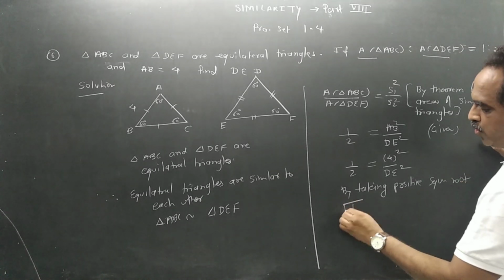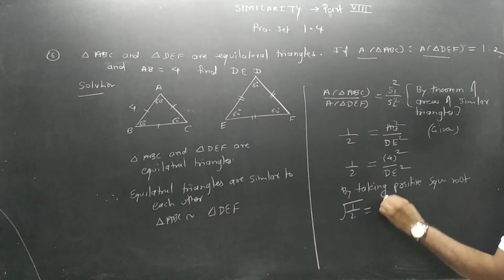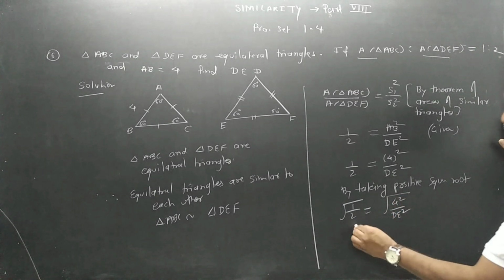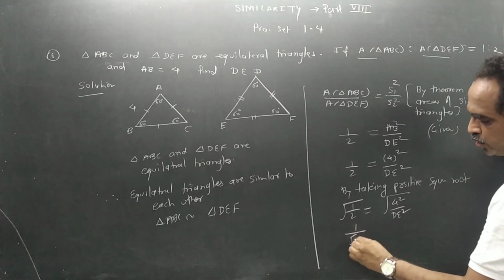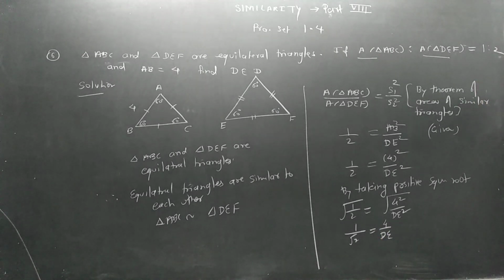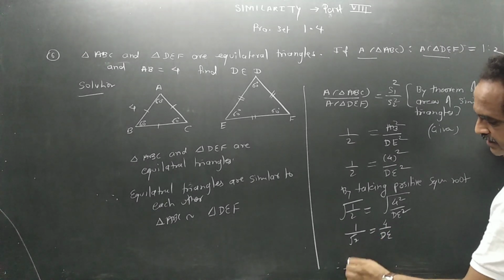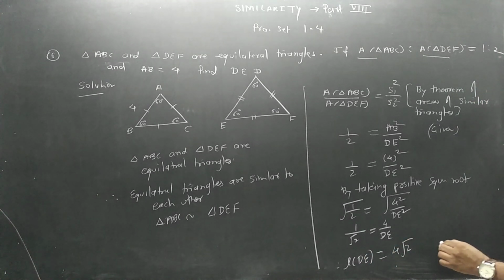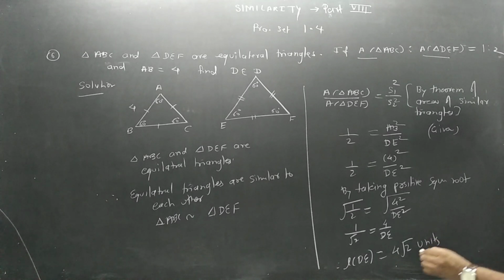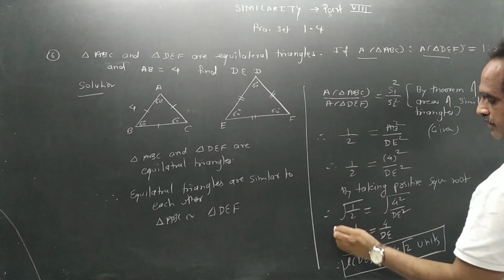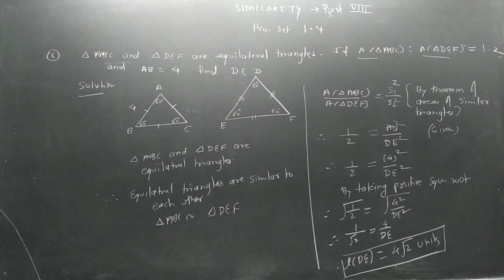So what will happen now? 1 upon 2 is equal to root of 4 square upon DE square. Root of 1 is 1, but root of 2 is root 2, equal to 4 upon DE. So length DE will become 4 root 2 units, and this will be your final answer. Copy down. Wait. You are going to write the therefore sign only. Okay, and copy down this.